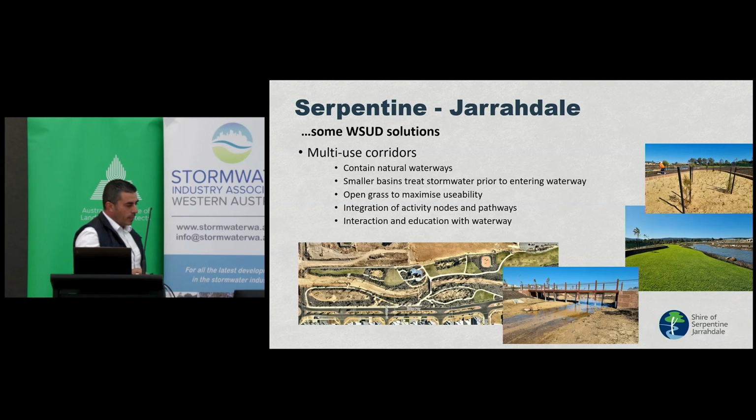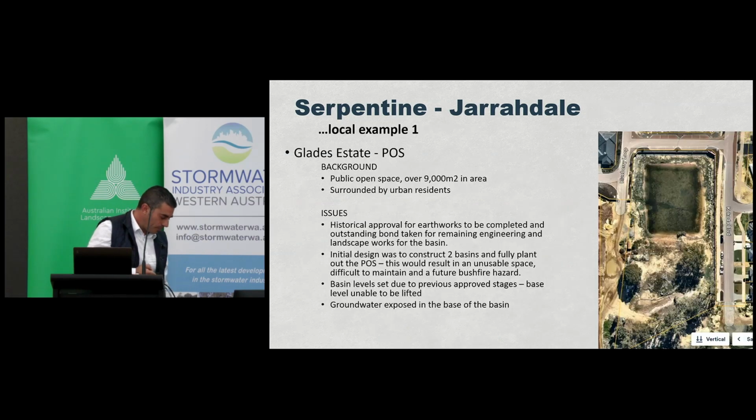The multi-use corridor will contain the natural waterway through the centre. You have your smaller basins for treatment of the water. Within that corridor, there's open grass areas for active use, integrated with the footpath systems, pathways and nodes, and interaction and education with the waterway.